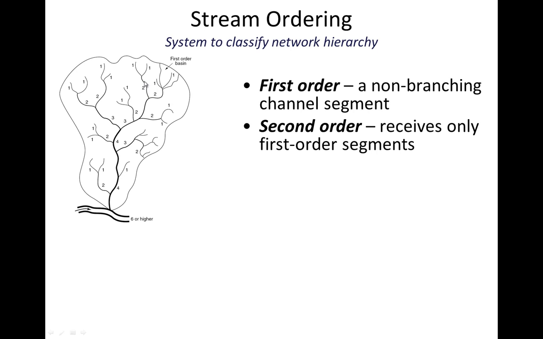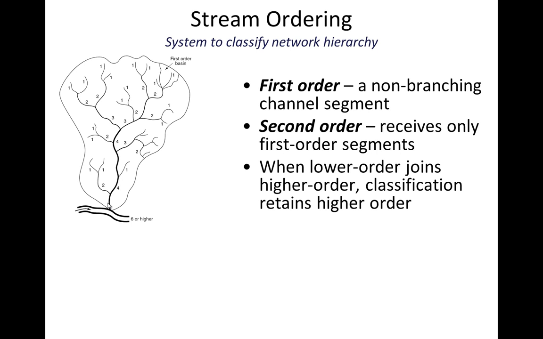But then here in a second order stream, what you can see is that it's also going to receive flow over the land, and it's going to be receiving flow from only first order segments. And so when you have 2 first order streams coming together, then that would form a second order stream. And you can see that when you have a pair of third order streams coming together, that forms a fourth order stream, and it would become a fifth or sixth order stream when you have a fourth order stream joining something that's of a higher order than that.